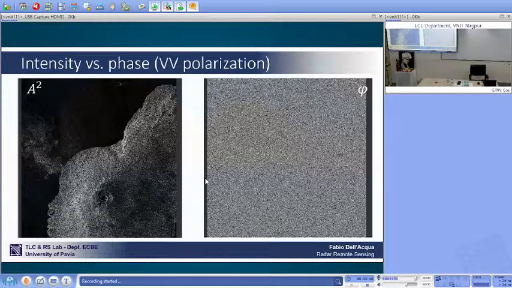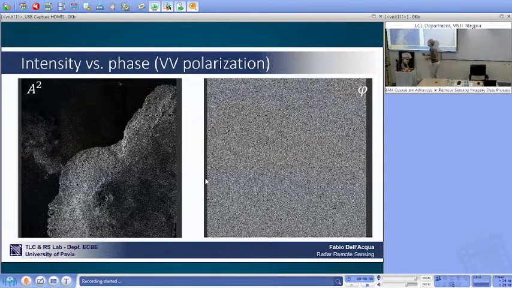Another important thing to notice here is that this area is generally bright. I already mentioned that typical scenes in radar look as if they were illuminated from one side. And you can notice that here as well. So this side is bright, this side is dark. It's like it's in shadow. It's like an optical acquisition where you have a light shooting in from one side, not from the top.